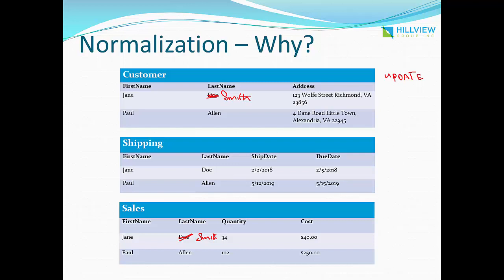I promised that this class wasn't going to be long, so I've just introduced normalization. Now we know what normalization is. Now we know what problem normalization will solve. And now we know why it is important that normalization solves that problem. We don't want inconsistencies in our database. We don't want 99 tables to say Jane Smith and one table to say Jane Doe. That is inconsistent data.